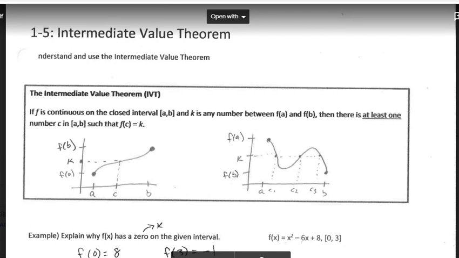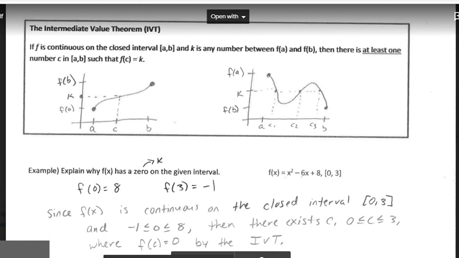So this is called the intermediate value theorem. Intermediate means in the middle. The name comes from the fact that in order to get from here to here, you have to go through all the numbers in between to get there. So let's look at an example now.